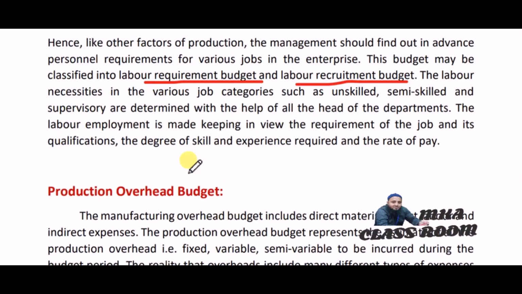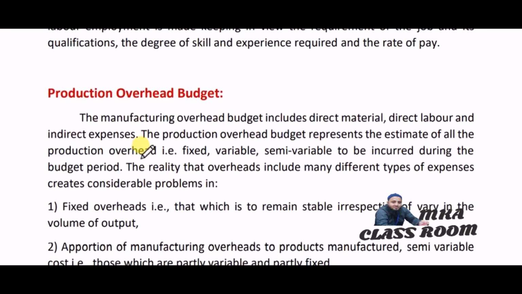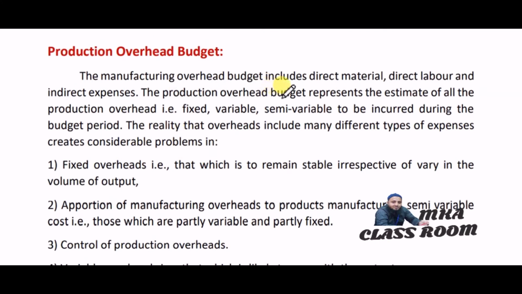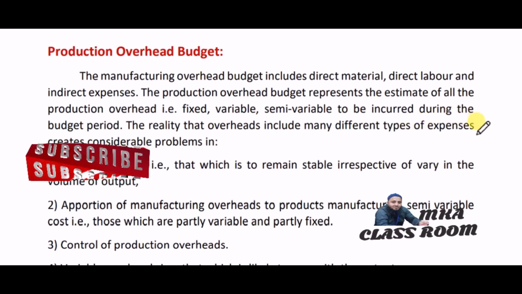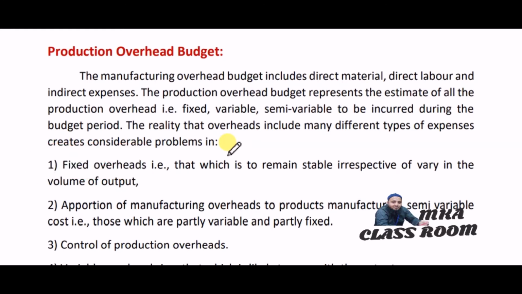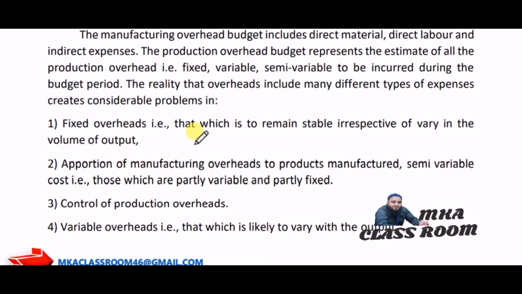So these are the labor budgets. Then the production overhead budget. The manufacturing overhead budget includes direct material, direct labor and indirect expenses. The production overhead budget represents the estimate of all the production overhead, that is fixed, variable, semi-variable, to be incurred during the budget period. Overheads include many different types of expenses, which creates considerable problems.